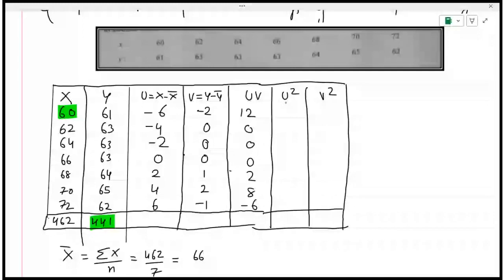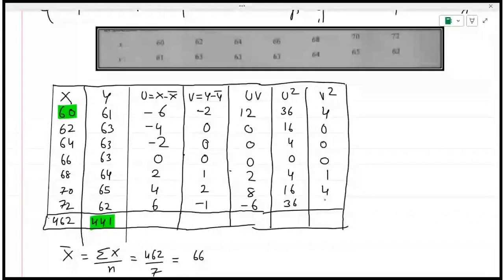Now we will find u square. U square means we will do the square of this u. So minus 6 square, 36. Minus 4 square, 16, 2 square, 4, 0 square 0, 2 square 4, 4 square 16, and 6 square 36. And now we will do v square, meaning the square of these terms here. Minus 2 square 4, 0 square 0, 0 square 0, 0 square 0, 1 square 1, 2 square 4, and minus 1 square 1.